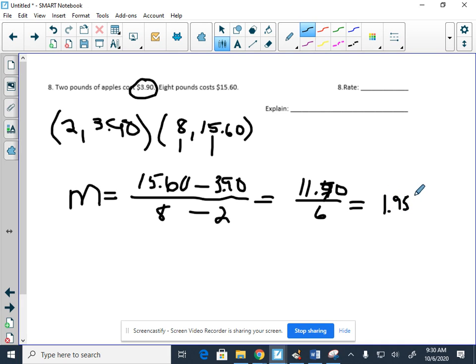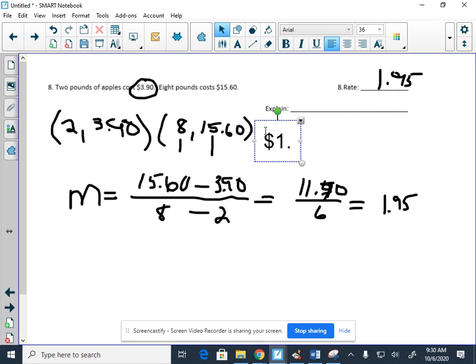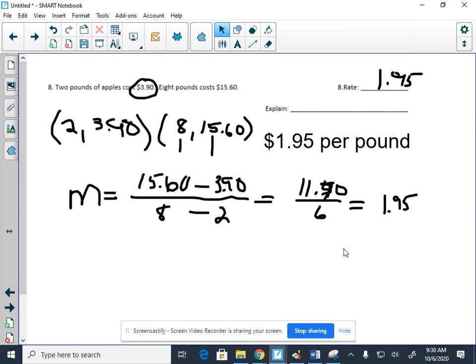So our rate is $1.95. And what is that explanation then? It's $1.95 per what? Per pound, per 1 pound. So that's the way they sell a lot of things. You know, the price per pound when you buy stuff.